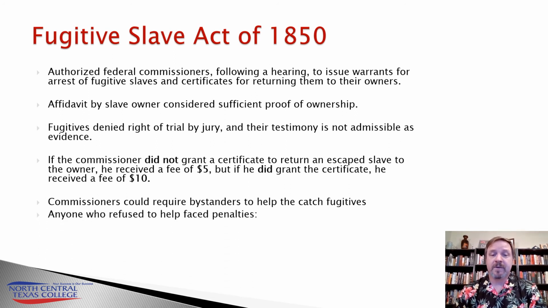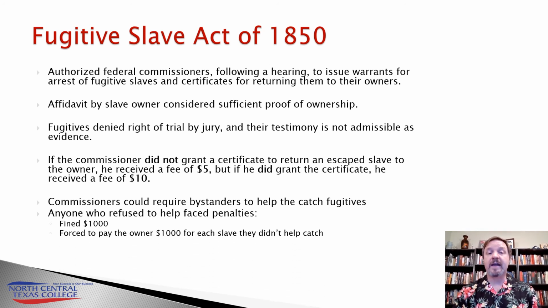You could refuse, but if you do, guess what? It gets worse. Anybody who refused faced severe penalties. You'd be fined $1,000. Think about it. That's a lot of money back then. And you would be forced to pay the owner of the escaped slave $1,000 for each slave you didn't help catch. So you're out at least $2,000 now. And you could go to jail for 6 months, right? So it's not surprising that this Fugitive Slave Act is going to outrage Northerners.